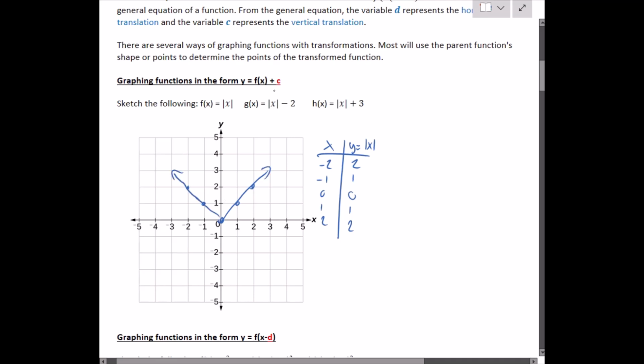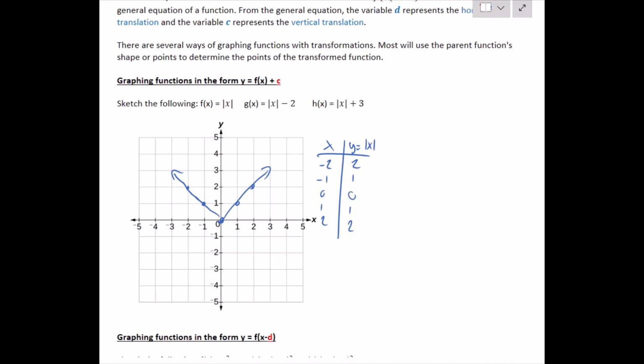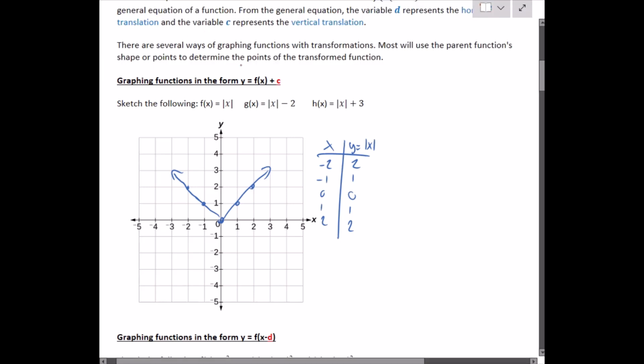And now we're going to look at g of x here. So let's change colors and let's look at the translation of this. So this is g of x equals absolute value of x minus 2. This is the c value. This right here is a vertical translation. And if it's addition, it's going to move up. If it's subtraction, it's going to move down. So here our x values are going to remain the same: -2, -1, 0, 1, and 2, and for our y values, we're going to subtract 2 from them to get our transformed points.